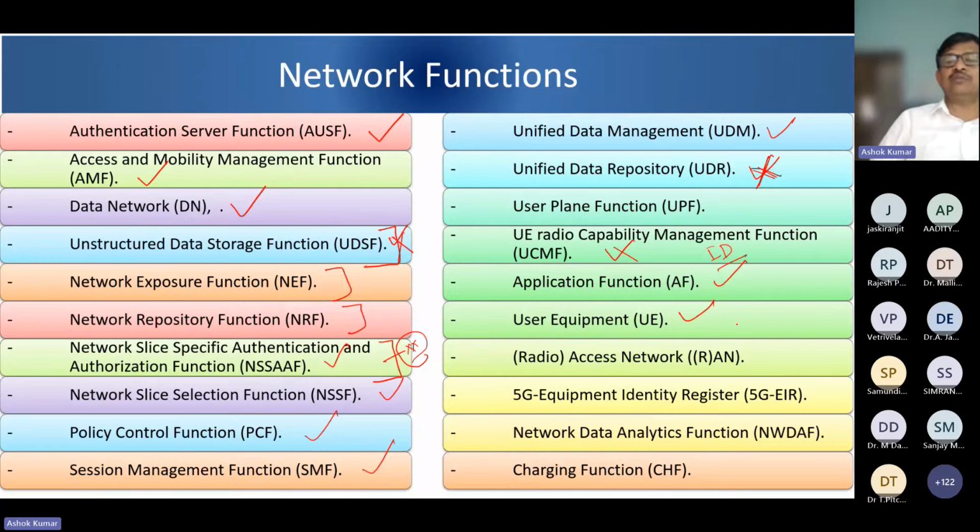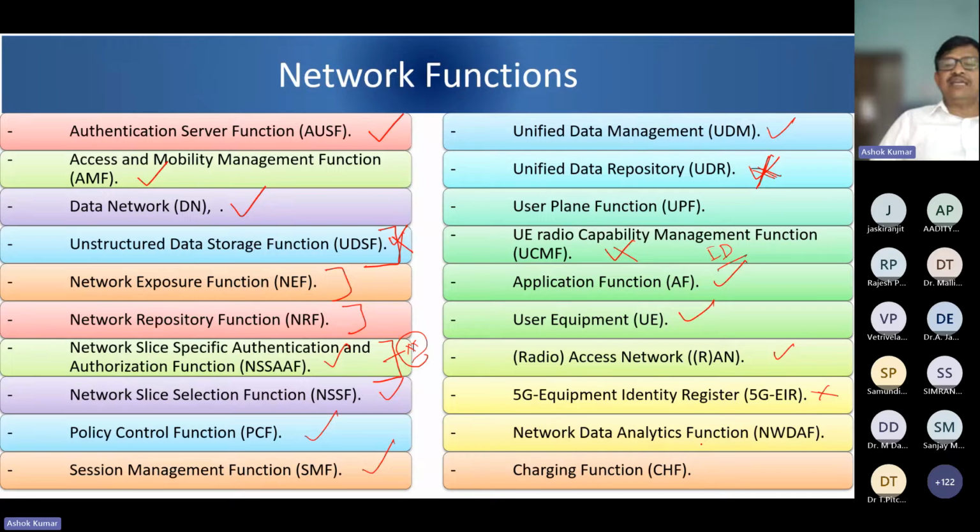User equipment we talked about. Radio access network we have gone into detail. This network function is the Equipment Identity Register. Basically the IMEI, if you have heard, the registry of IMEI is available in the EIR. Even the blocking and all we do through this. So this I have not covered.